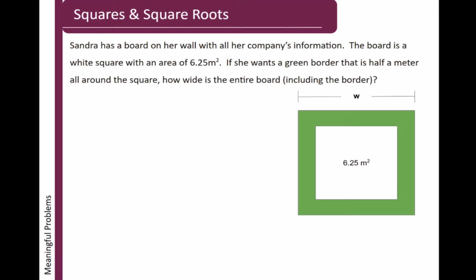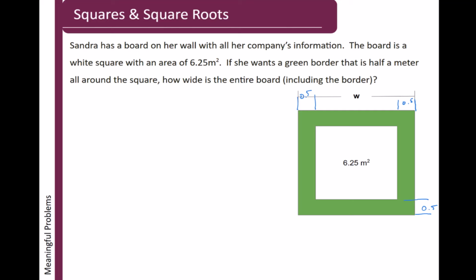So here they're saying that we have a half-meter border all around the square. So I'm going to draw 0.5. I'll do the best I can. I'm not the best drawer. And then here again, this is 0.5. And here, you don't have to do all of them obviously, but I'm just gonna label 0.5.